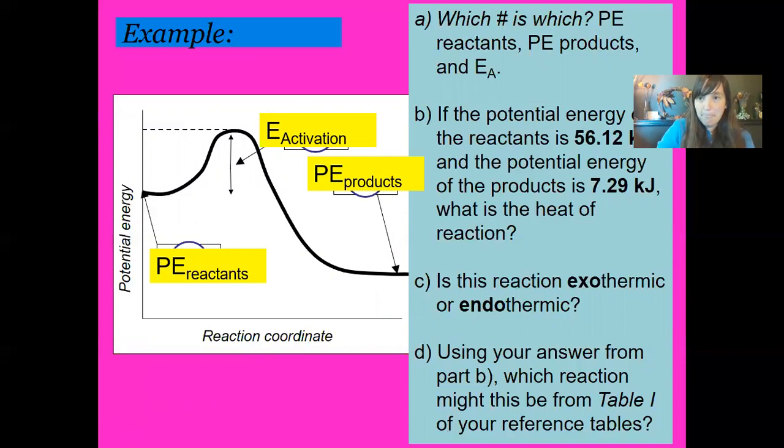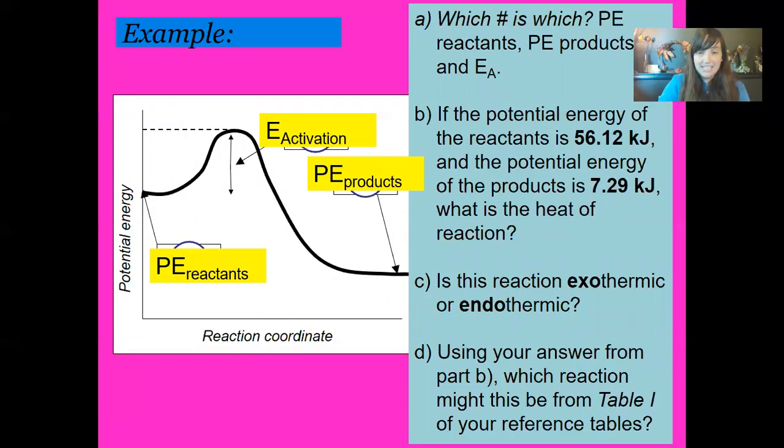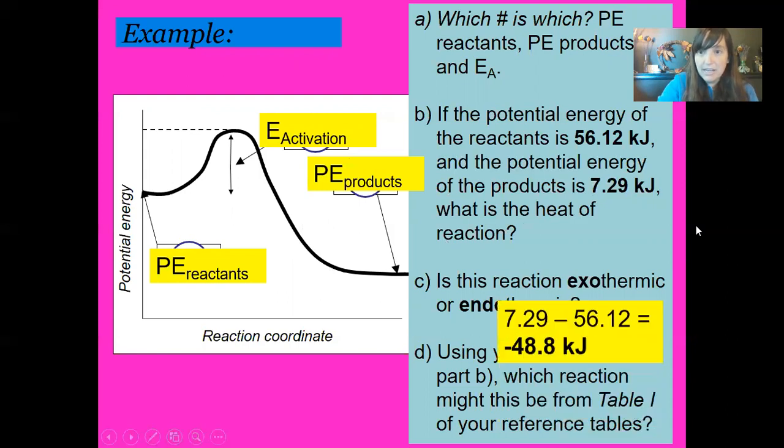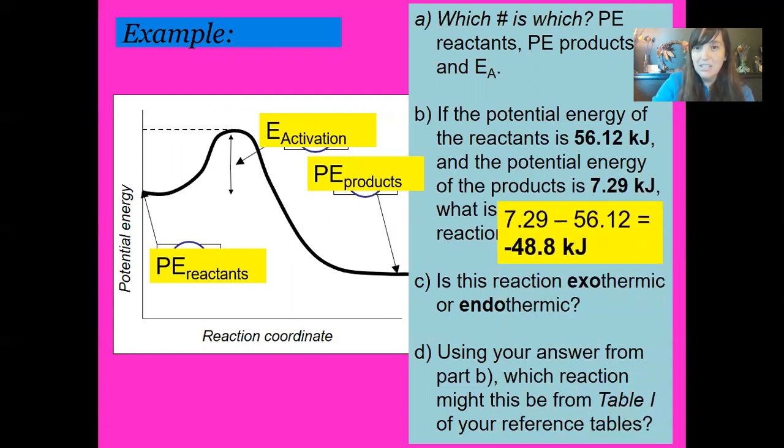Part B, if the potential energy of the reactants is 56.12 kilojoules and the potential energy of the products is 7.29 kilojoules, what is the heat of reaction? To find the enthalpy of the reaction, we subtract products minus reactants. So that'll be 7.29 minus 56.12. We get a negative number, negative 48.8 kilojoules. And looking at this overall, that makes sense that it's negative because it ends up with less energy than it started off.